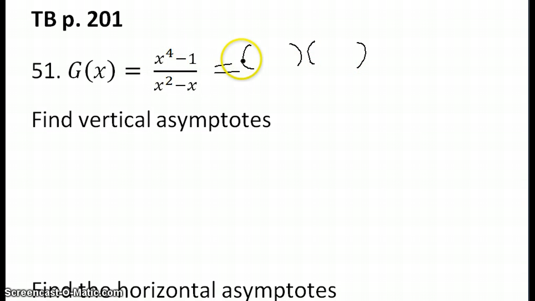The square root of x to the 4th is x squared. The square root of 1 is 1. The square root of x to the 4th is x squared. The square root of 1 is 1. And since it's the difference of squares, remember one will be a sum and one will be a difference. Okay? I need to factor that a little bit more, but let's go ahead and factor the bottom.